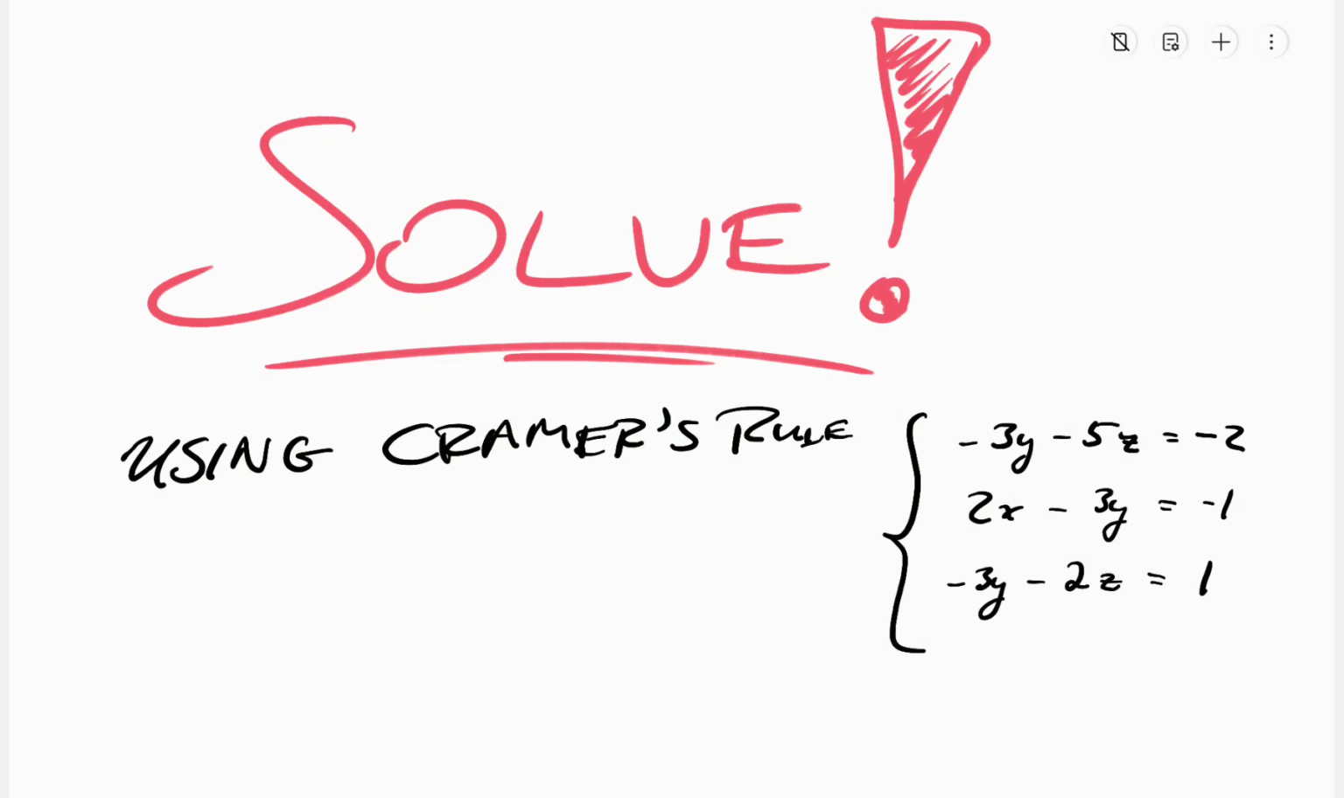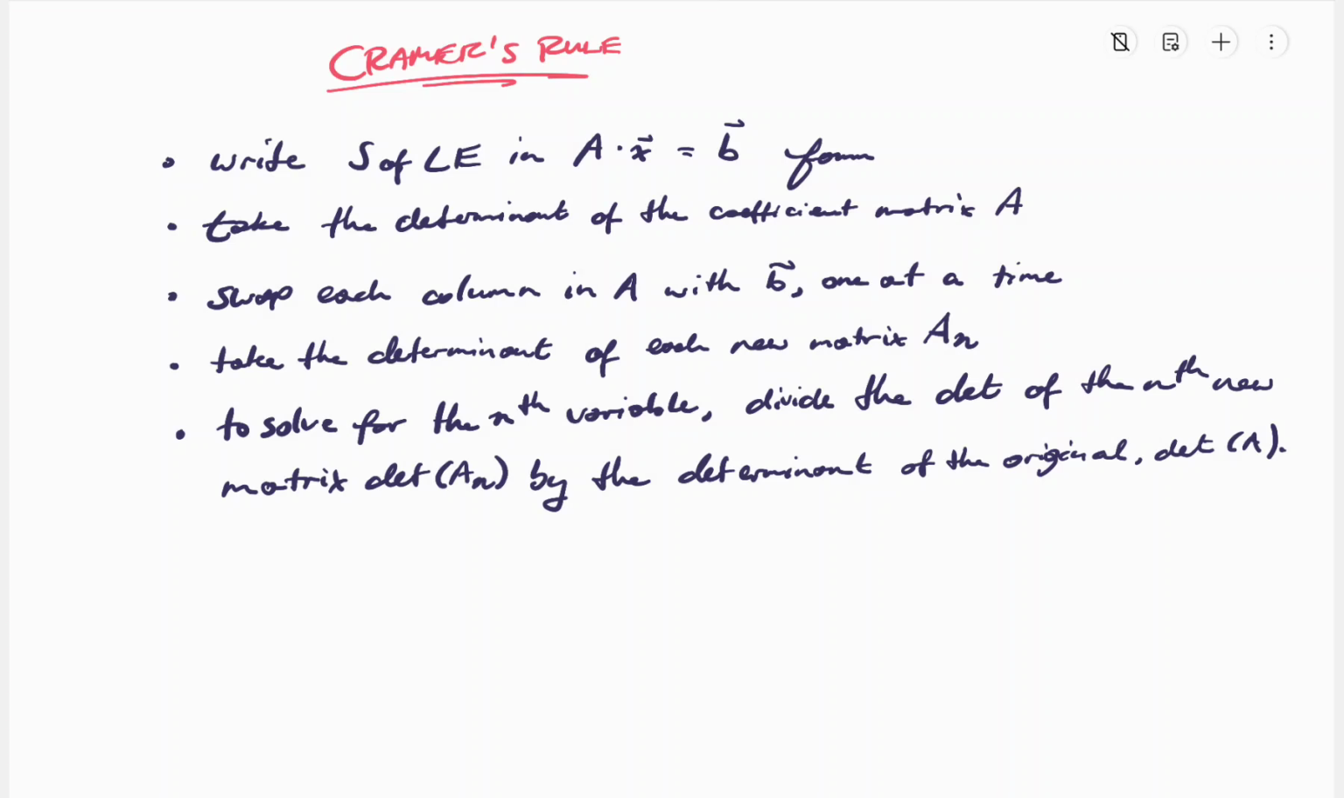you've probably picked up how to use Gaussian elimination to find a row echelon form to find a solution, or Gauss-Jordan elimination to find reduced row echelon form. Today we're going to go through something different that involves the determinants of matrices. So what I'm going to do first is walk us through the process to use Cramer's rule and then work through an example afterwards.